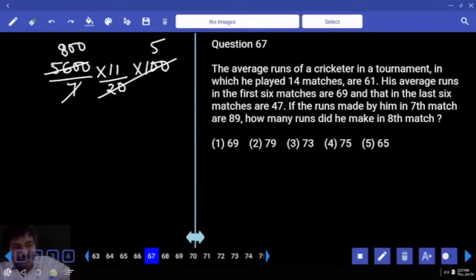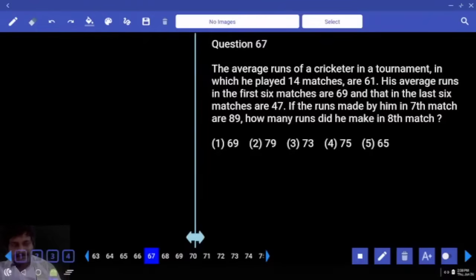Average runs of a cricketer in a tournament in which he played 14 matches is 61. His average runs in the first 6 matches are 69 and in the last 6 matches are 47. The runs made by him in the 7th match are 89. How many runs did he score in the 8th match?